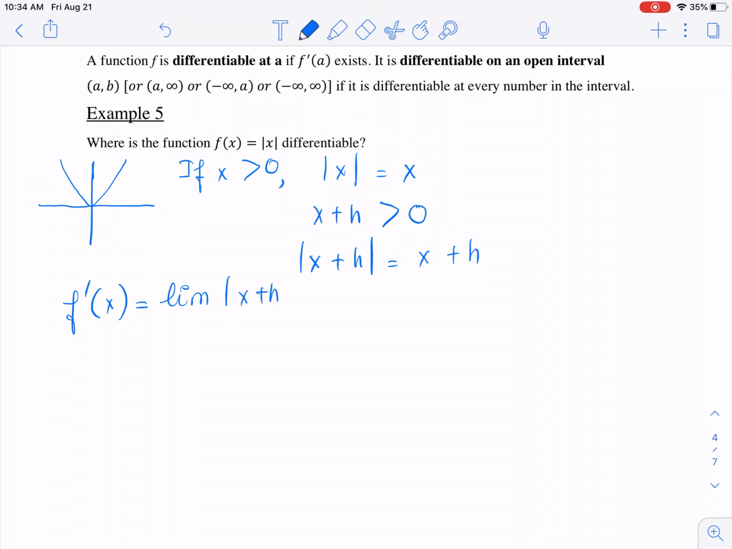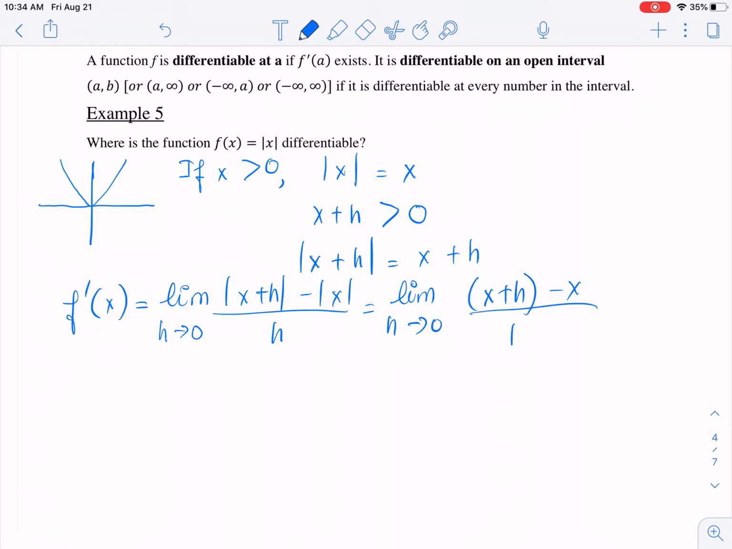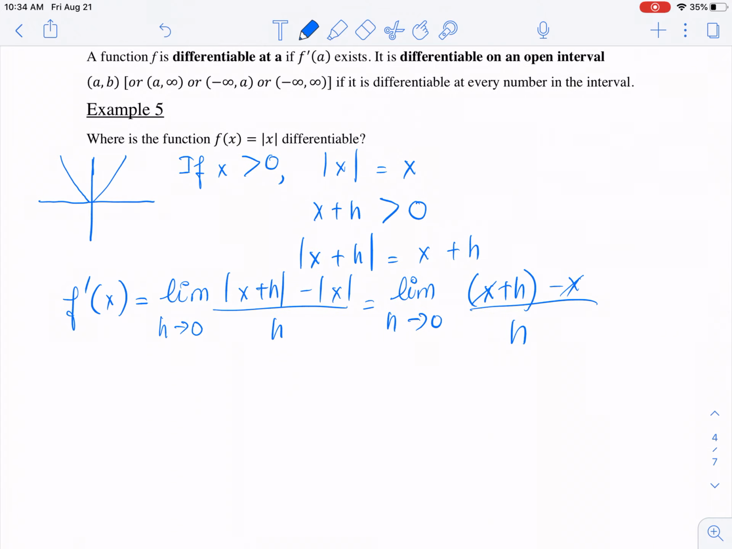So for x greater than 0, we have f prime of x equals the limit of x plus h minus x, I'm just using the definition here, over h as h approaches 0. By definition, that is x plus h minus x over h. So what do we have here? We have 1, right? So f is differentiable for x greater than 0.